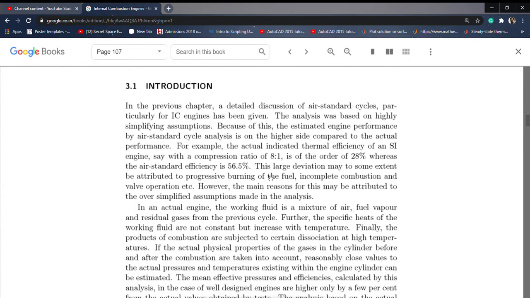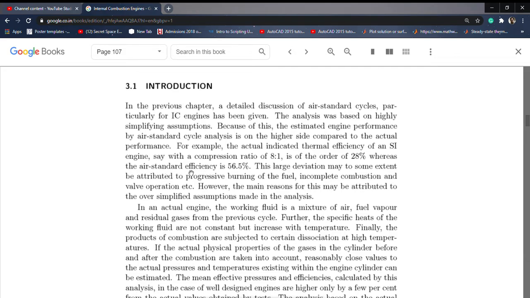We will take an example here. The actual indicated thermal efficiency of a spark ignition engine with compression ratio 8 to 1 is found to be 28%, but the air standard efficiency is 56.5%. So you can see here the actual efficiency of the SI engine is almost half the air standard efficiency of the SI engine. This large deviation may to some extent be attributed to progressive burning of fuel, because in air standard cycles we assume that there is only air.